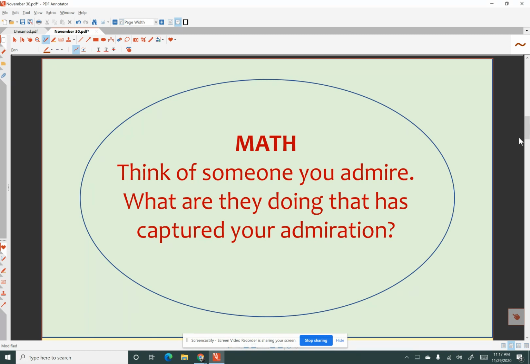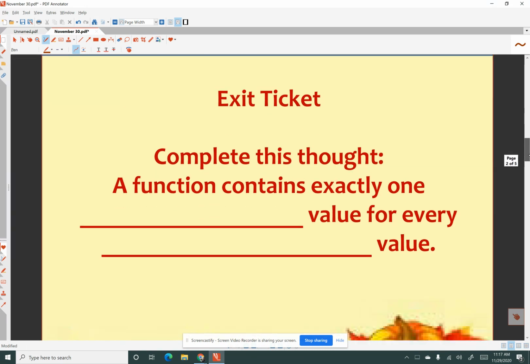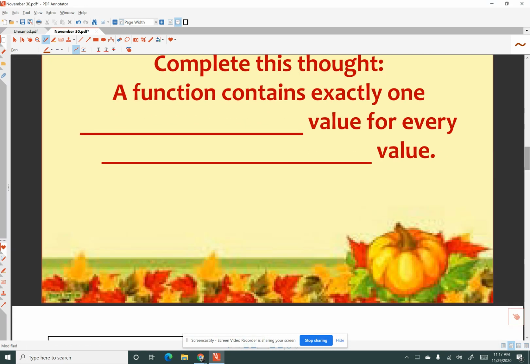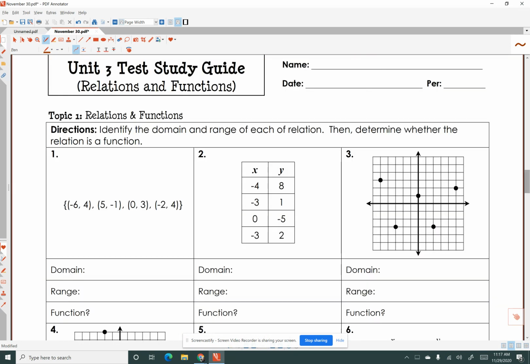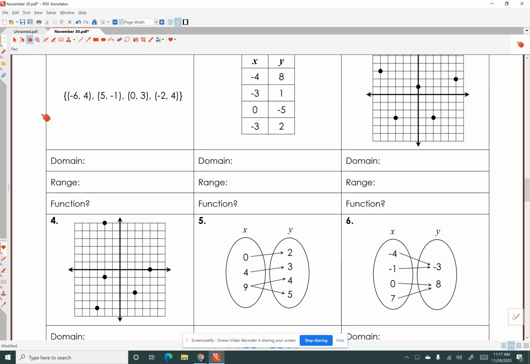If you think about what it is about someone that they're doing, what are they doing that captures and earns your admiration? If you do that, you'll discover what your own personal core values are. So think about that for a minute and write a quick sentence about that. We'll get to our exit ticket later, but for now, let's start our review.